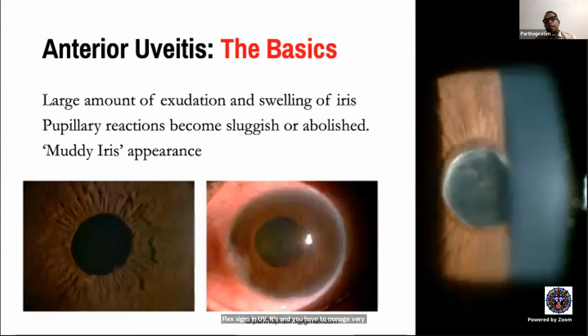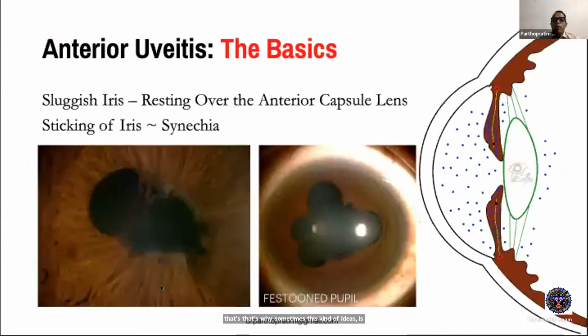Now, as I said, because of the unusually large amount of exudation and swelling, the iris will become a waterlogged sponge kind of tissue, full of sticky fluid. The movement will be impaired, and that's why you will see that the pupillary reaction is very sluggish or sometimes completely abolished in cases of iritis. Also, because of this exudation, the fine pattern will be lost, and that's why sometimes this kind of iris is called a muddy iris. So this is all about the iris appearance.